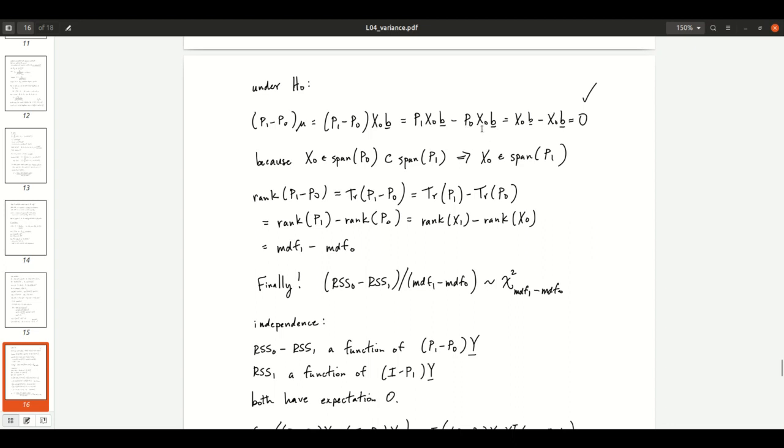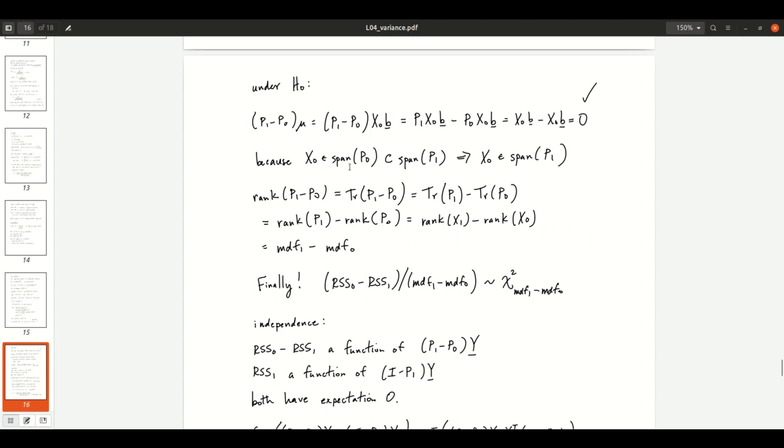P0 X0 is clearly going to be X0 because P0 is the projection matrix onto the span of X0. So the columns of X0 are already in the span of X0, and therefore if we project them onto that span, we get them back. So that thing is true. Now let's look at P1 X0. We know that X0 is in the span of P0. Well, we just said that.